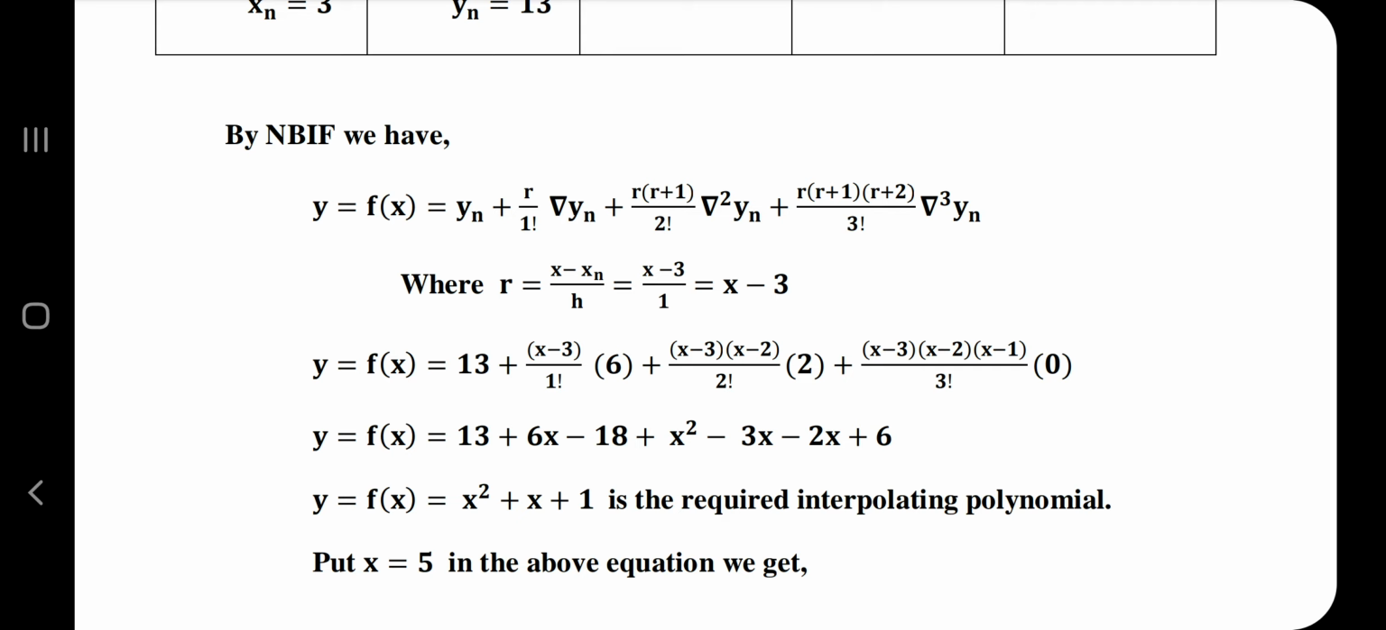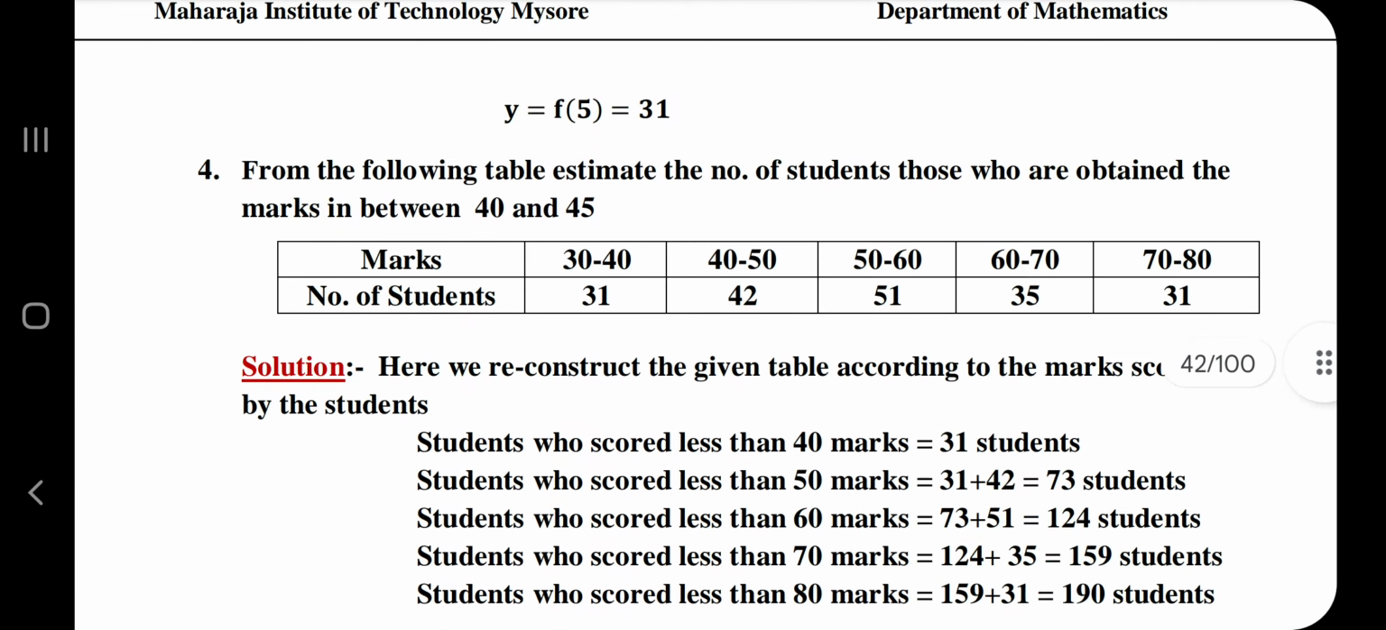Whatever answer you get, that's the final answer. Put x is equal to 5 and you'll get an answer. That is the final answer. So that is the basic thing which is present in this question, and a few more questions are there. Practice it for more depth of knowledge. I'm just discussing the brief overview of each topic.